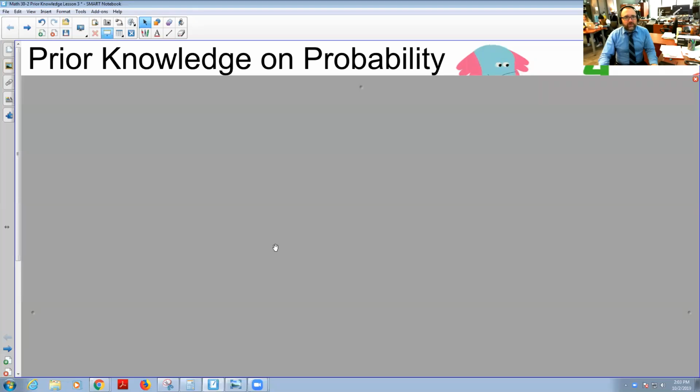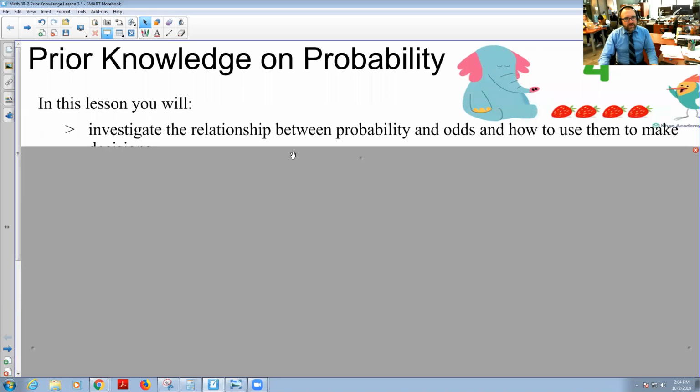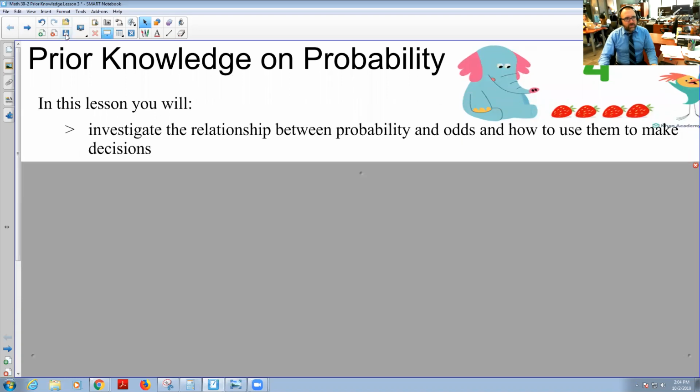Welcome, Math 30-2 student. We're going to work on prior knowledge in this lesson 3 on probability. Certain things that we're going to be tackling are investigating relationships, not just any relationships, but probability and odds. Very similar, but they are written differently, just giving you a heads up.